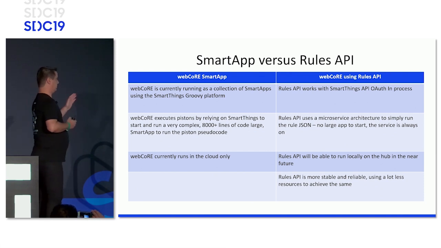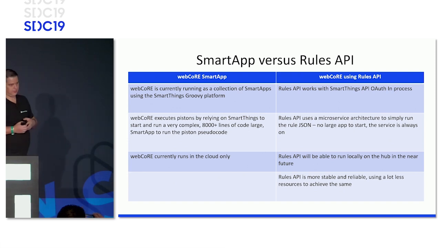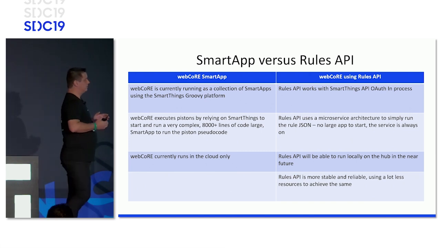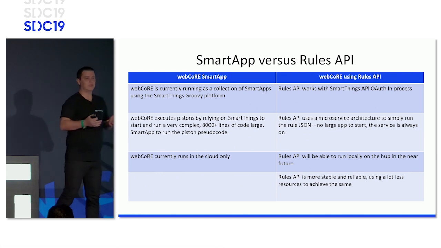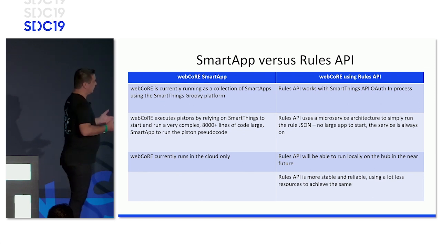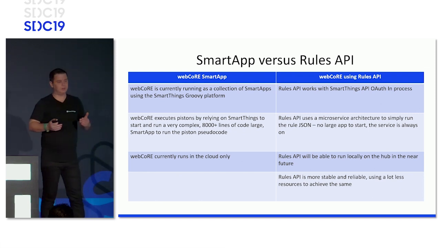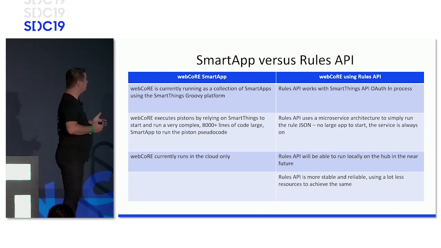Currently, WebCoRE executes Pistons by relying on SmartThings to start and run a Groovy application that is very big. You've seen the applications in the IDE. That one in particular that executes the Piston is about 8,000 lines of code. On the Rules API side, we'll be using a microservice architecture to just get the JSON and execute it. That means there's no large app to start, and the service is always on.